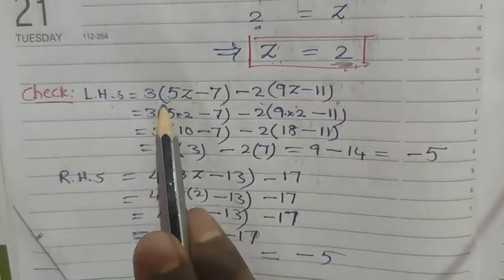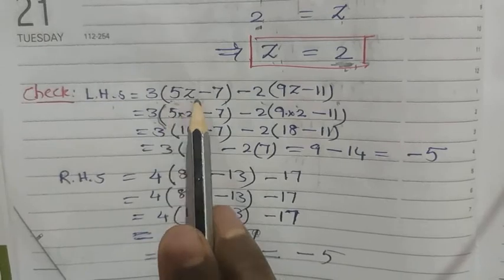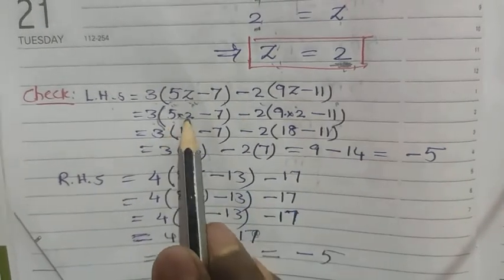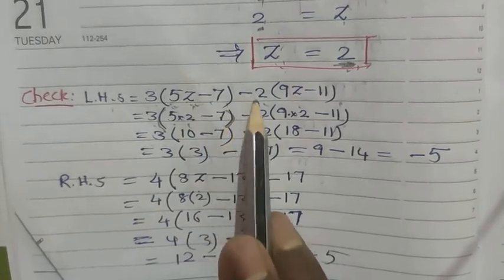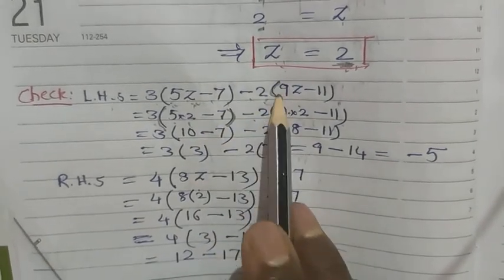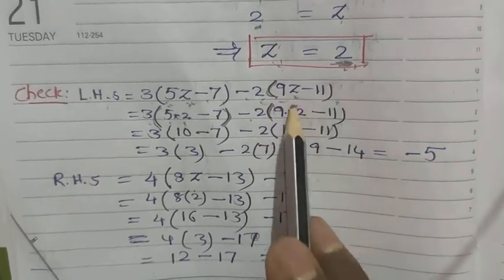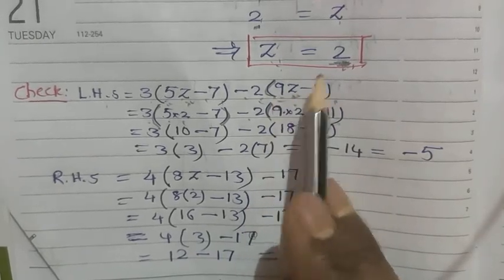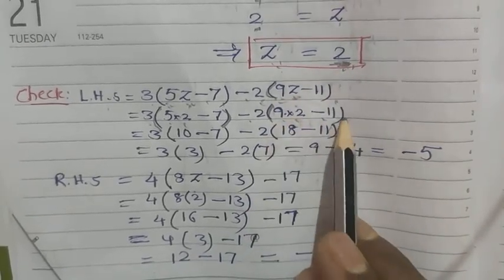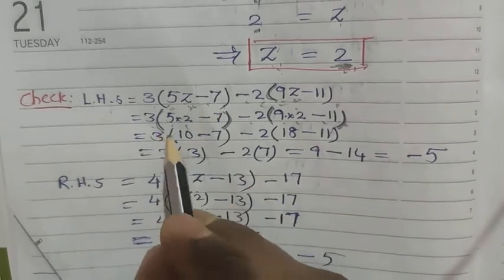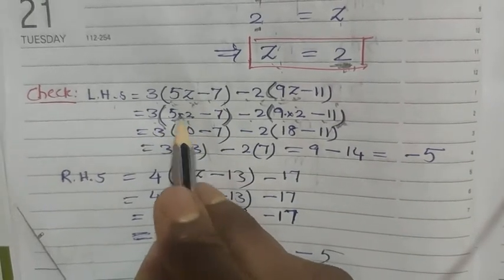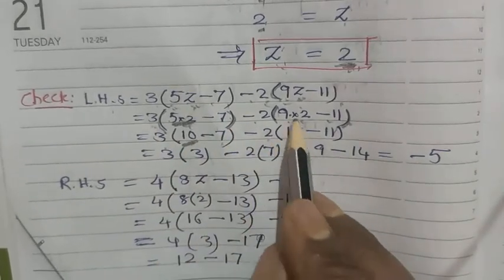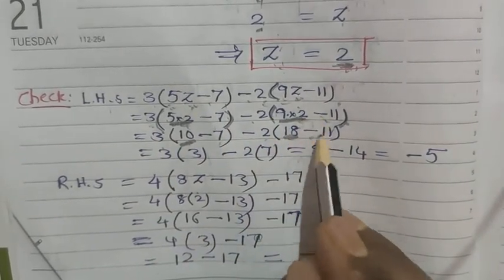5z. So 3 is as usual, bracket open. 5z is nothing but 5 into z. So 5 into z means 2, 5 into 2. This minus 7, bracket close. Minus 2 as it is, bracket open. 9z means 9 into z. That tells us 9 is multiplied with 2. So 9 into 2 minus 11, bracket close. Just simply we can write 5 into 2 is nothing but 10. Remaining all are the same: 3, this minus 7, minus 2, 9 into 2 is 18, and this minus 11.